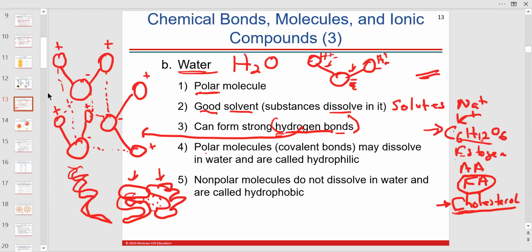So water is a polar molecule, and polar molecules can dissolve in polar molecules. That's why they're called hydrophilic, like glucose and amino acids. Fatty acids and cholesterol are hydrophobic because they are lipids. Nonpolar molecules do not dissolve in water, and they're called hydrophobic. So cholesterol is hydrophobic. Get it? Proteins, amino acids, and glucose, carbohydrates, they are hydrophilic. This is where we're going with this, to the organic molecules.